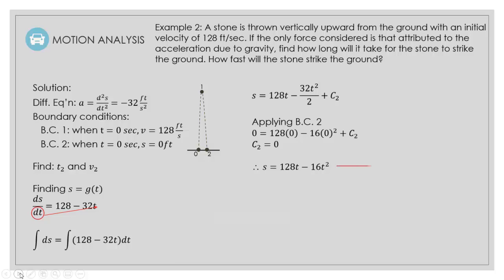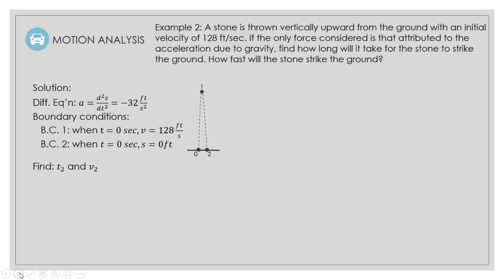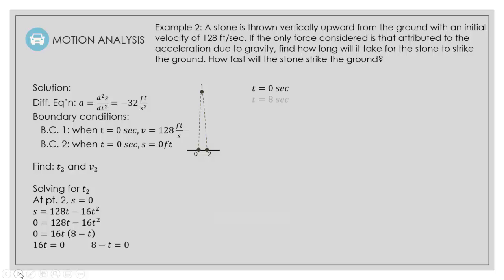Again, before we proceed, isn't it that the equation for s that we have just obtained is the same as one of the basic equations of motion that we have been using in physics? Now, we shall solve for the time it takes for the stone to reach the ground. For us to solve t sub 2, we must be aware that at point 2, the displacement of the stone is already 0. Using this information and the formula for the displacement s, we can now find the values of the time at which the displacement is 0.